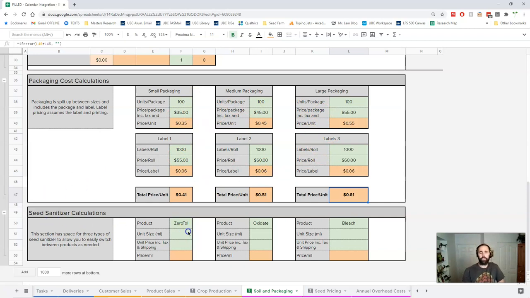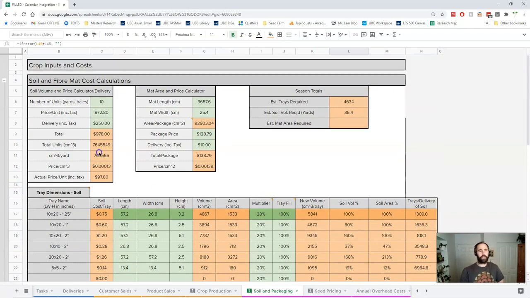Seed sanitizer. So in the past I had it so within the seed and the trays you sowed, it would calculate the precise cost of seed sanitizer. And it's quite complex to do that. So I have this here so you can use this and get a sense of what the pricing is per milliliter of sanitizer that you use. But I would put sanitizer in my overhead costs and not do an exact calculation. It's not a big enough expense in any one year, I think, to warrant the kind of troubles it would cause in a spreadsheet like this.